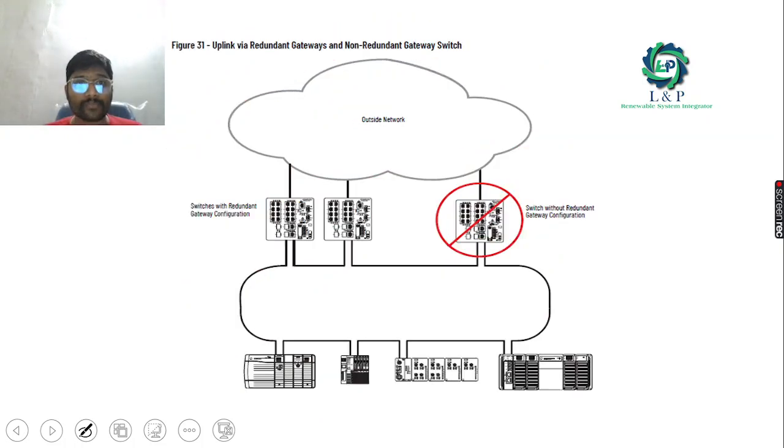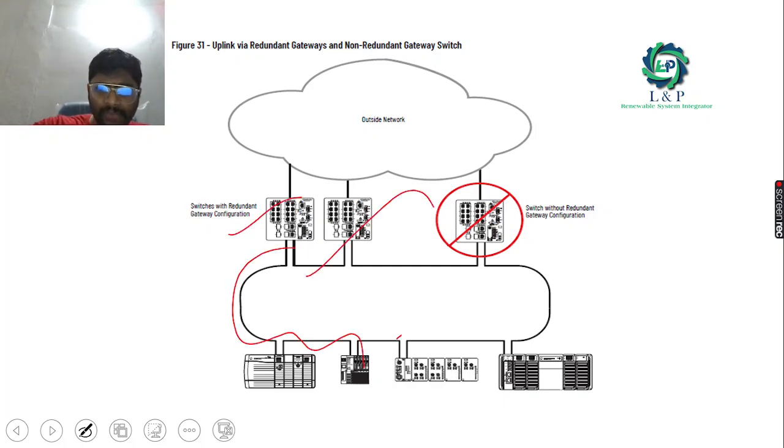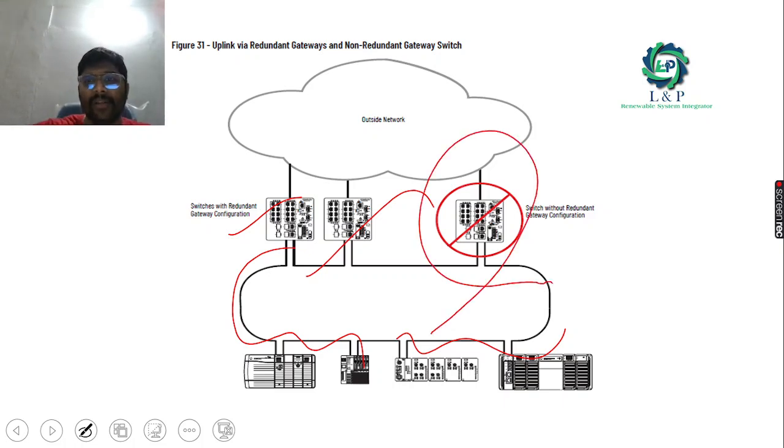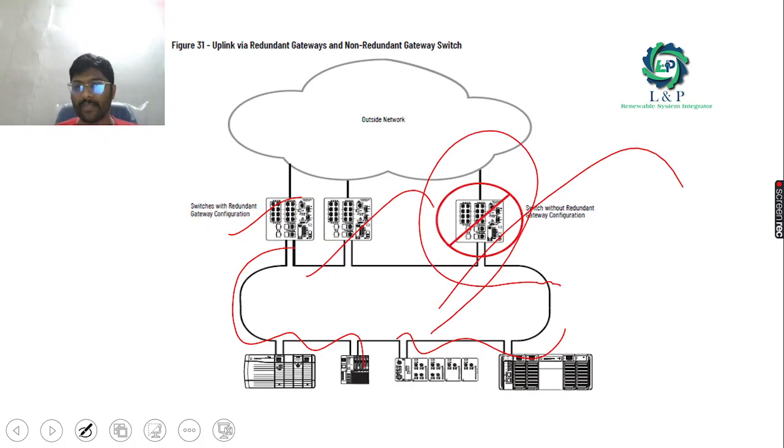Next, uplink via the redundancy gateway and non-redundancy gateway. As you can see here, you have a primary switch configuration, but already 2 switches are there. These are getting connected to the devices properly. But in between, if you add one more switch unwantedly, there is a problem for it.